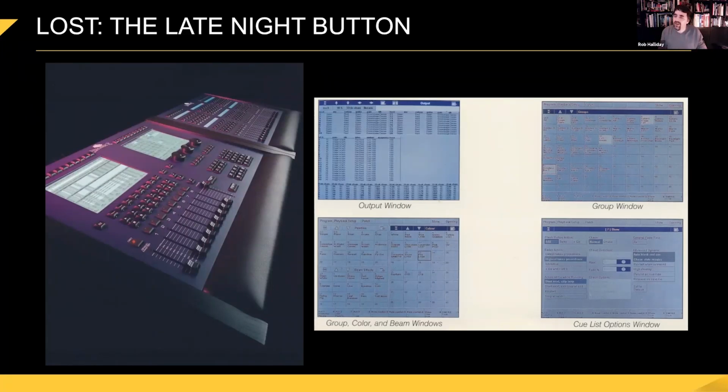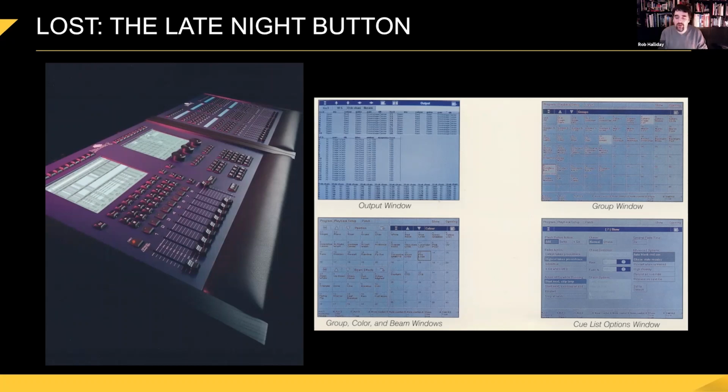At some point, and I've been trying to find out when, and I can't, it went away. Obviously, somebody decided it wasn't serious enough for a serious lighting desk, and it went away, and I'm not sure it's ever come back. But it would be really good if it could, because it was great fun.